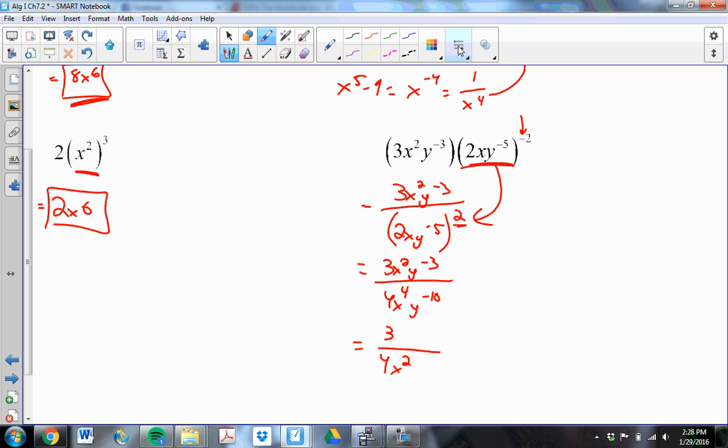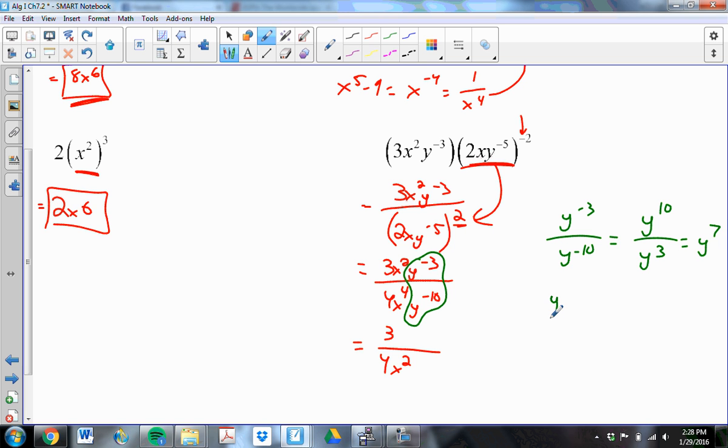I'm looking at this. I have this. There's a few ways you can do this. One is the negatives flip the fraction. The y to the -3 on top became +3 on the bottom. Y to the -10 on the bottom became +10 on top. And then you simplify and get y to the 7th.